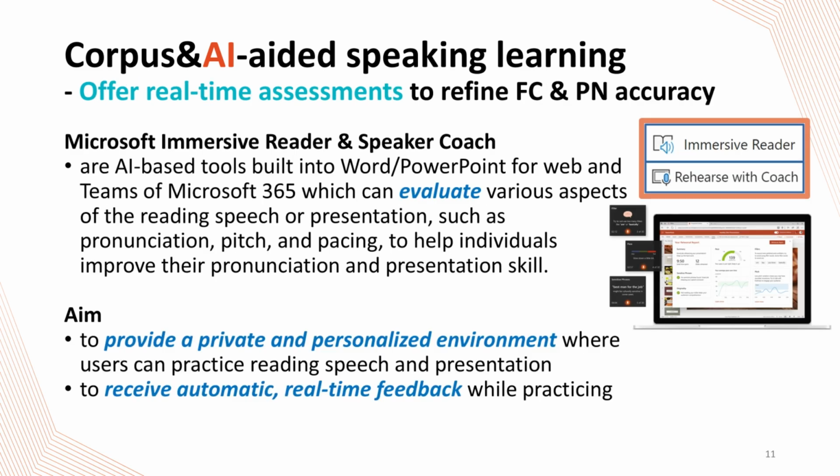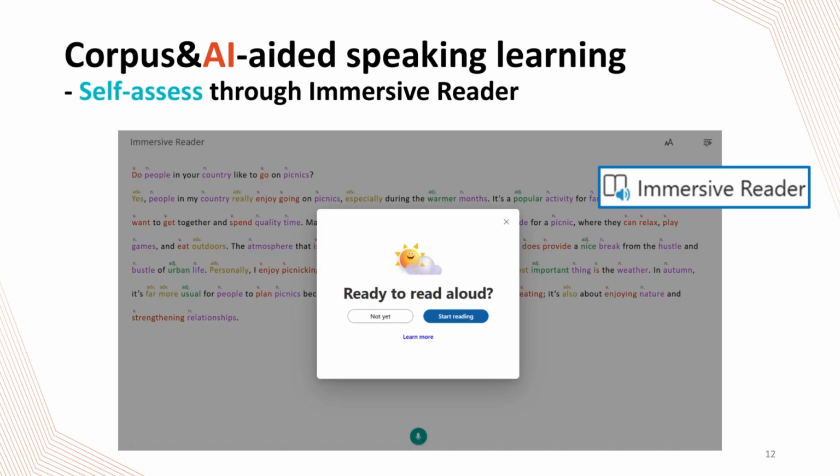Now let's explore two tools specifically designed for improving pronunciation and presentation skills. They are AI-based tools built into Word, PowerPoint for Web, and Teams of Microsoft 365. These tools can evaluate various aspects of your reading, speech, or presentation, such as pronunciation, pitch, and pacing. Let's take a look at how to use Immersive Reader first.